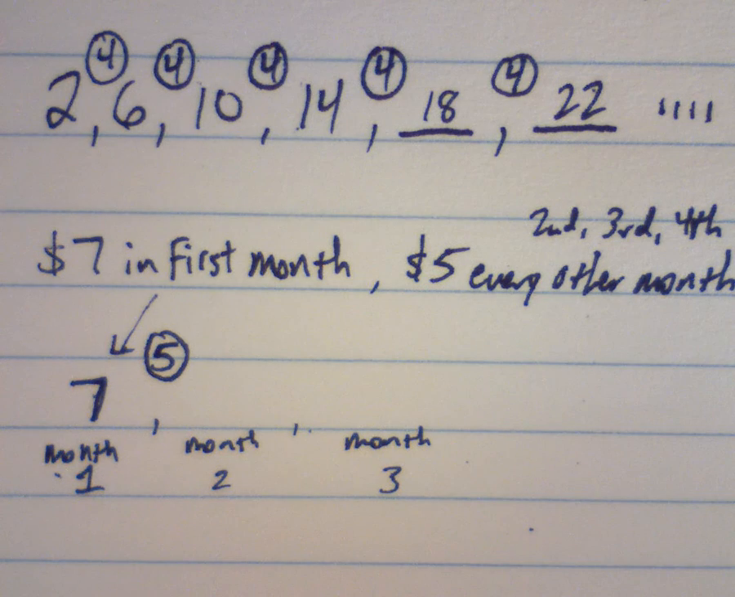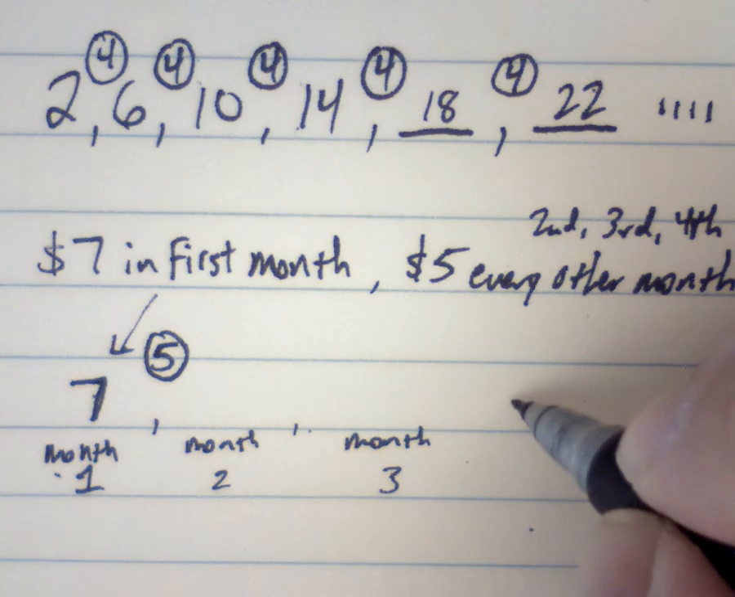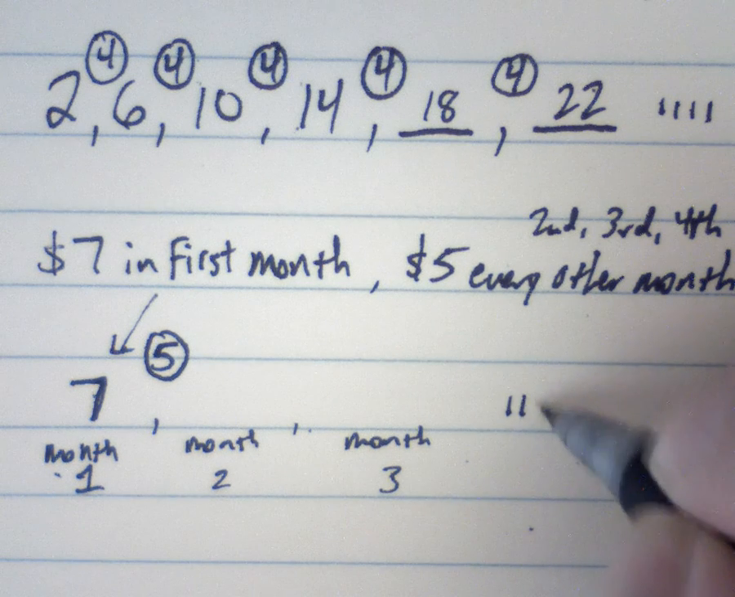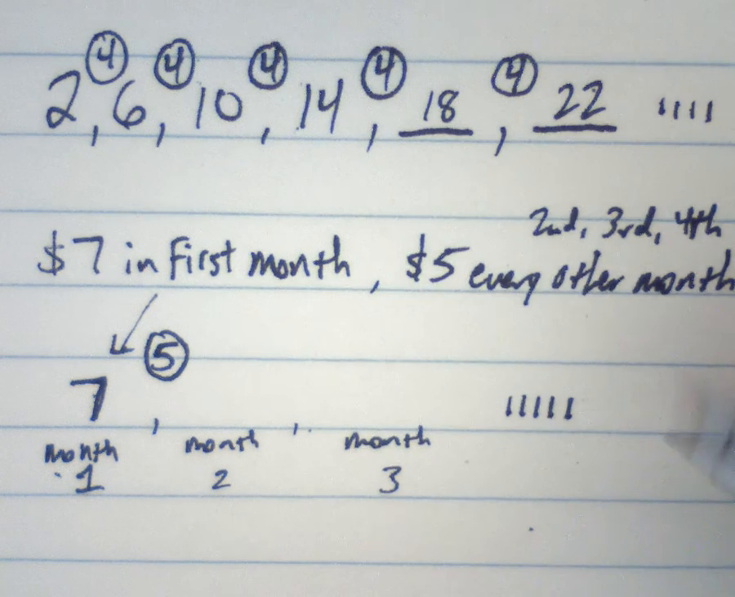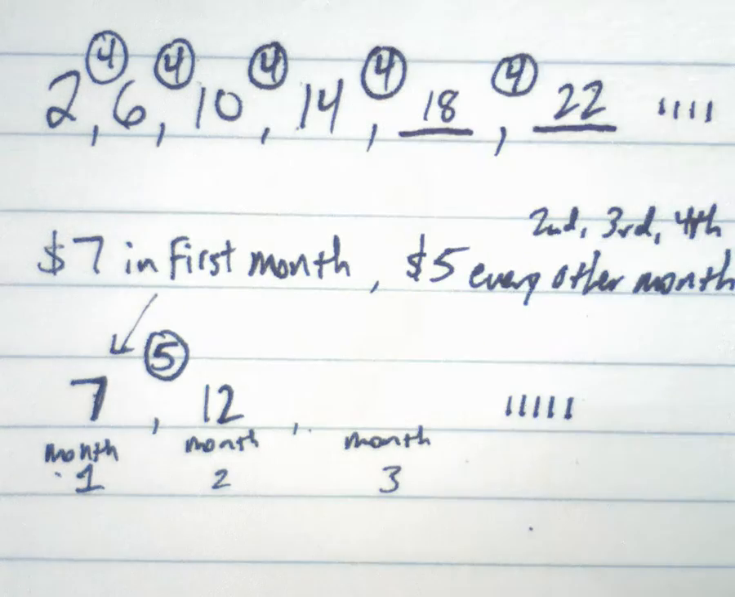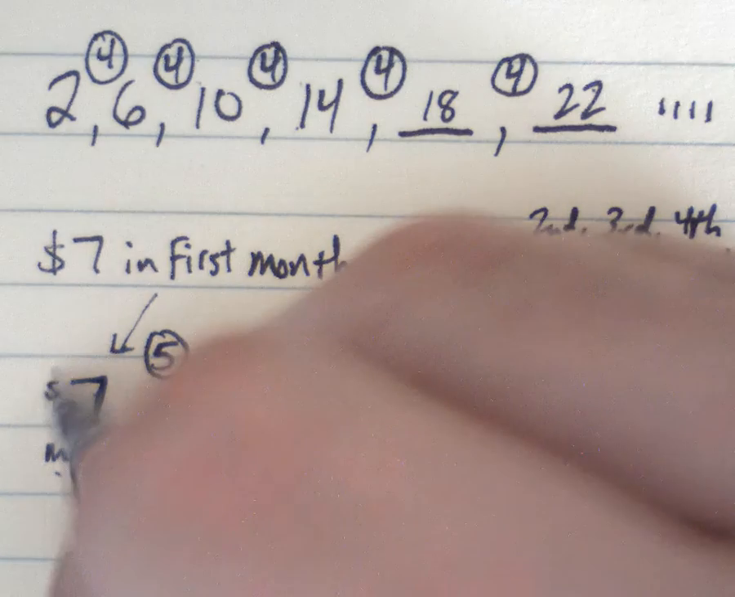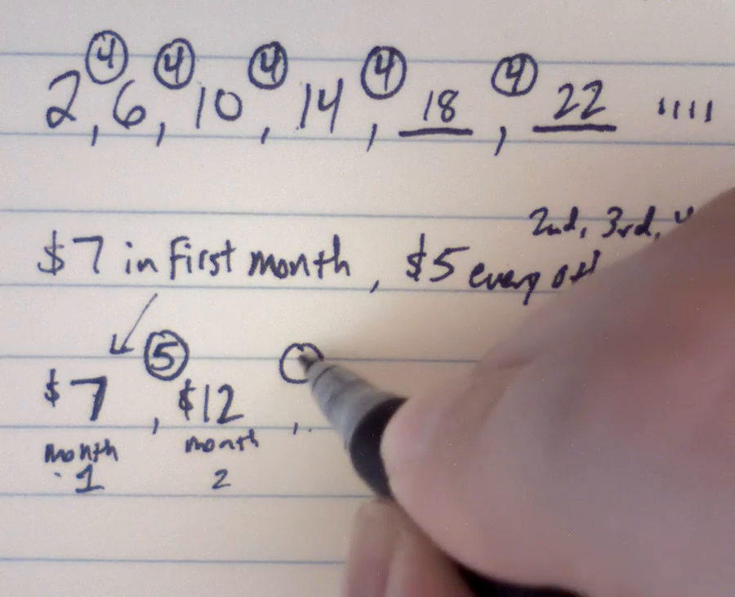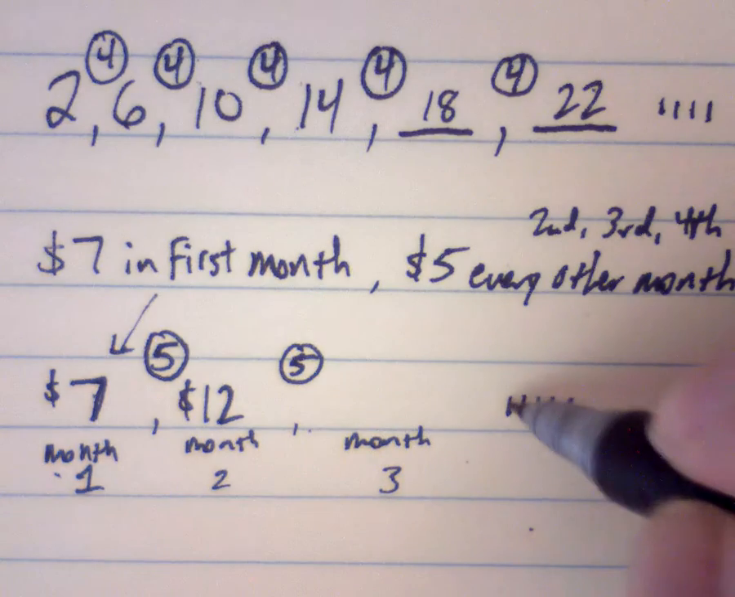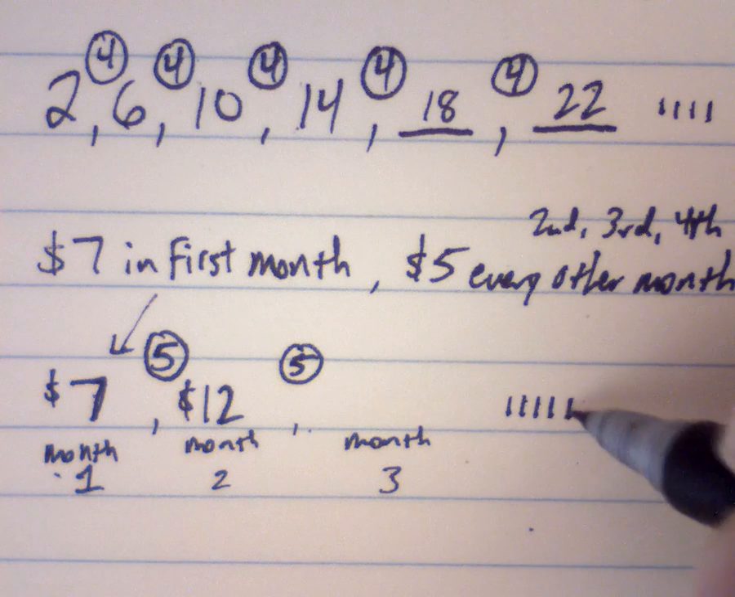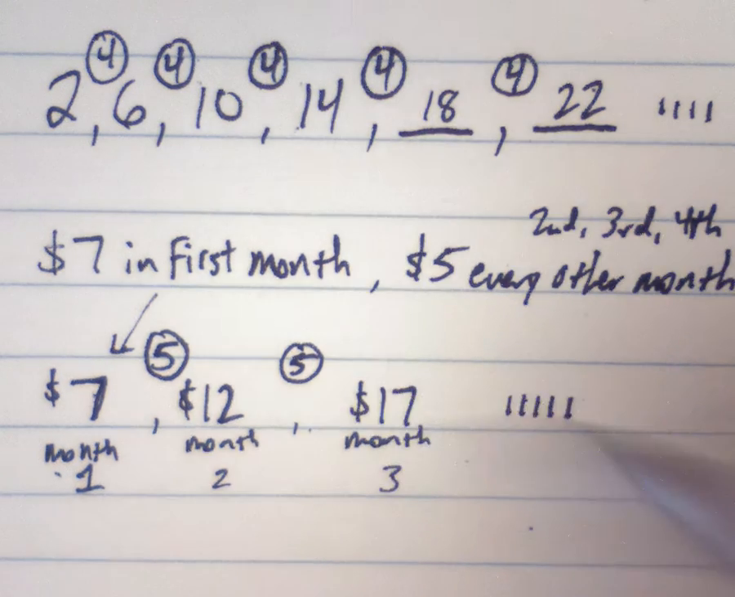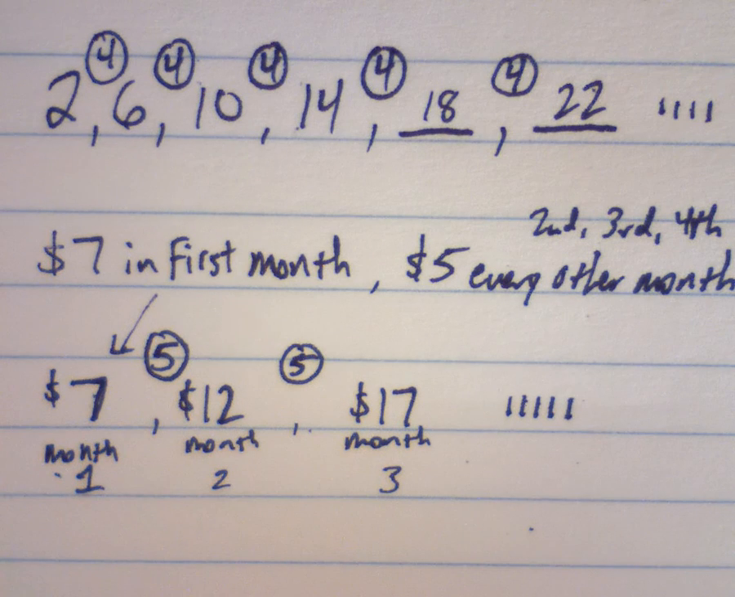So 7 plus 5, let's figure that out. 7 plus 5, so 8, 9, 10, 11, 12. So he's going to have $12 in the second month. Again, our gap is 5. 13, 14, 15, 16, 17. As you know, I like you to answer with a sentence. I'm just going to give you a verbal sentence, but I would like you to write a sentence. So after the third month, Bob would have $17 saved towards his video game.